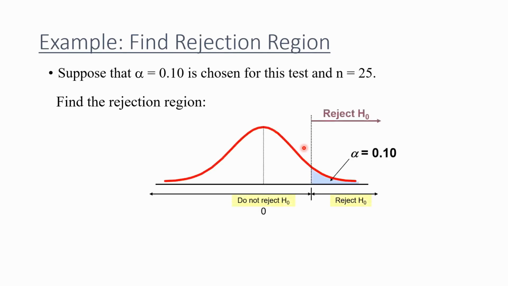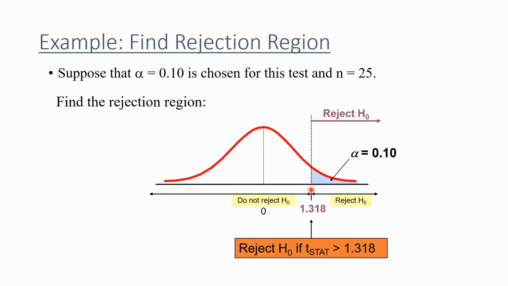You reject your H0 here, right? So what do I mean by here? You have to calculate that critical value. So that is 1.318, right? So you reject H0 if your t statistic is greater than 1.318.